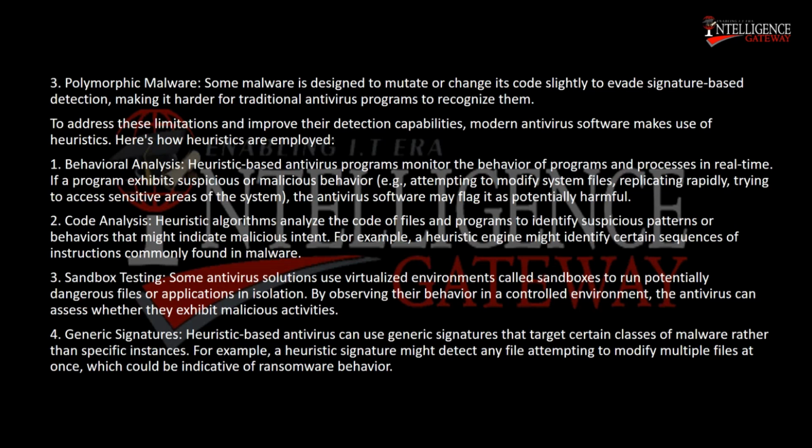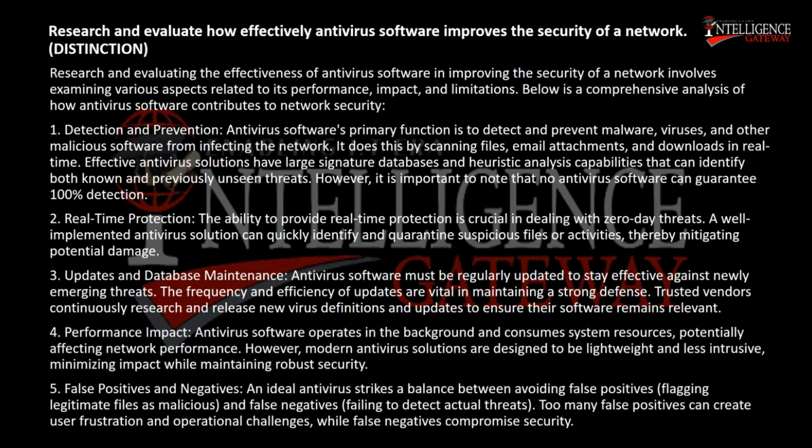Generic signatures. Heuristic-based antivirus can use generic signatures that target certain classes of malware, rather than specific instances. For example, a heuristic signature might detect any file attempting to modify multiple files at once, which could be indicative of ransomware behavior. Research and evaluate how effectively antivirus software improves the security of a network.